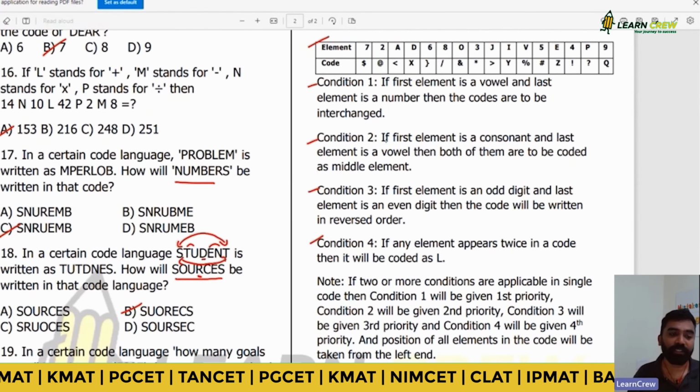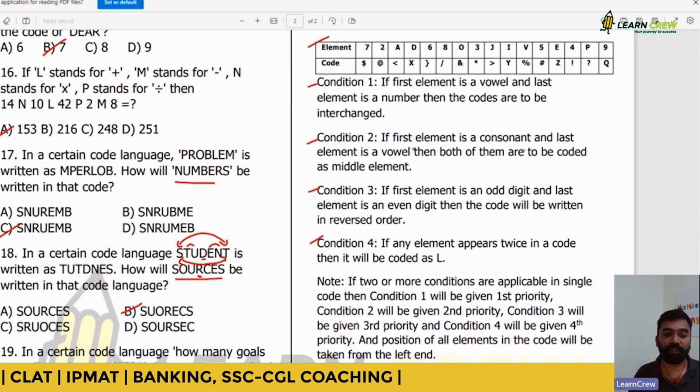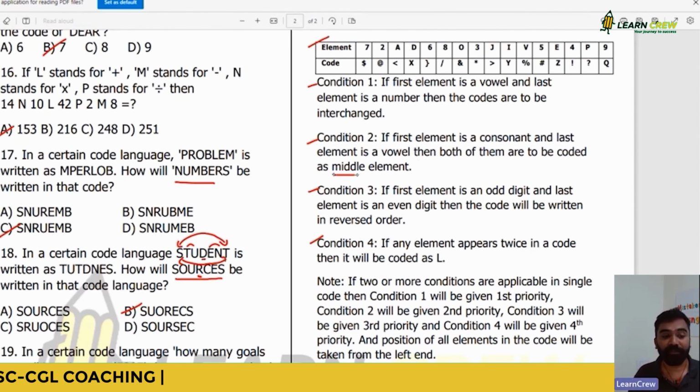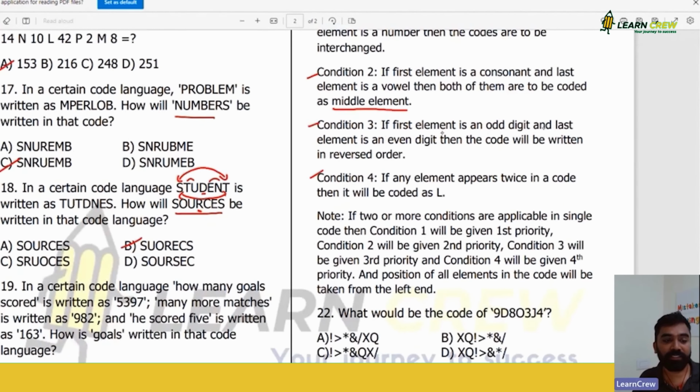Condition 2: if the first element is a consonant and the last element is a vowel, then both of them are to be coded as the middle element. Whatever the middle element is, it needs to be coded as that. Third condition: if the first element is an odd digit and the last element is an even digit, then the code will be written in reversed order.